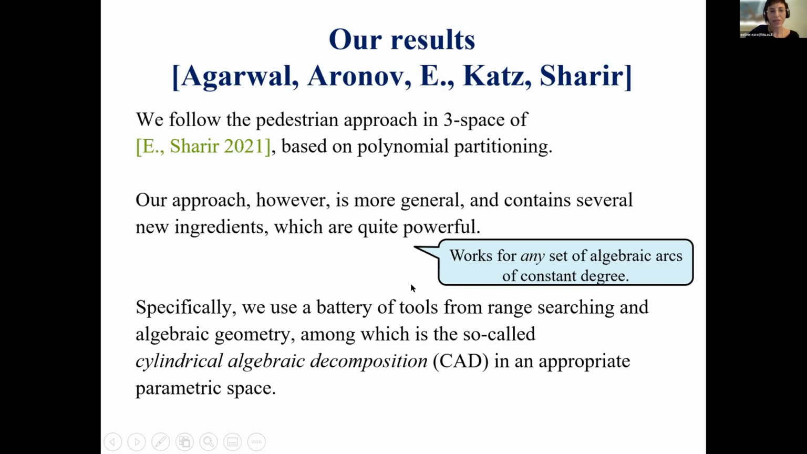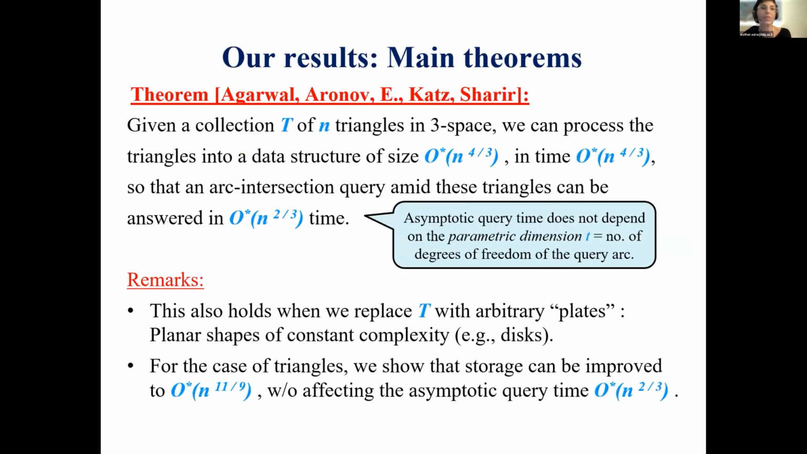But we also added some new ingredients, some additional tools from range searching and from algebraic geometry, such as the cylindrical algebraic decomposition. And we managed to come up with a bunch of results. So I'm going to present to you just a number of them. One of the results is a data structure of size and preprocessing of about n to the 4/3, which answers arc intersection queries amid these triangles in time n to the 2/3.